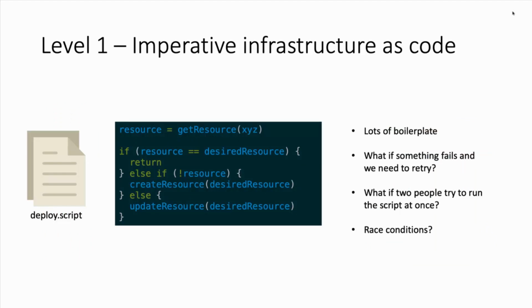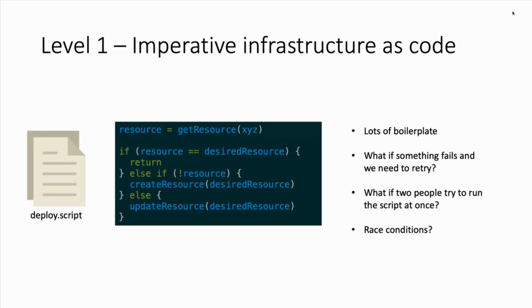I have my deploy script, and it has a lot of logic in it. This is basically pseudocode, where what I would need to do is check to see if a resource exists on my account. So I get the resource, and then if the resource matches what I want it to be like, okay, we're fine. If the resource doesn't exist at all, I need to create it. If it exists but it doesn't match, then I need to update that resource.